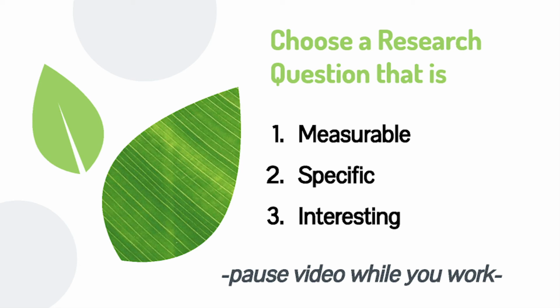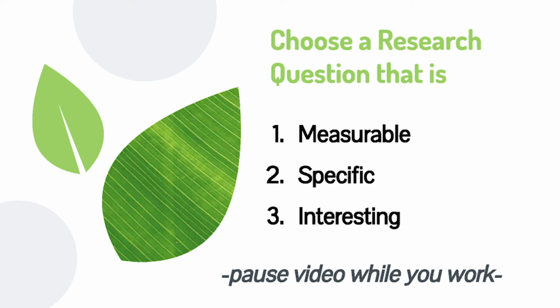The second thing to keep in mind when choosing a research question is to make sure that that question is specific. It could be really hard to measure how many trees there are in the world, but you might be able to create a research project around the number of trees in your backyard. Be specific to what you could accomplish in the time frame that you have.